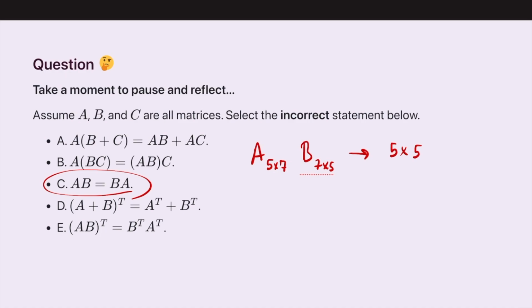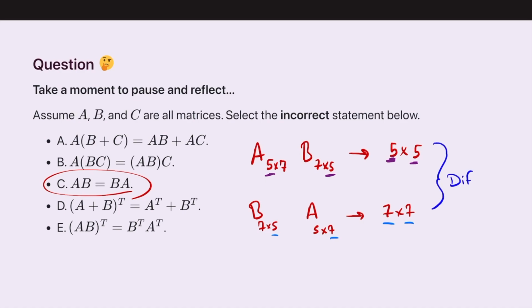Because we have the outer dimensions, and we can also construct the same thing where we have B times A. This would be a 7 by 5 and a 5 by 7. This would give us a 7 by 7, which would not, of course, be the same thing. So in the general sense, this would be an incorrect statement, C. Okay, so just to make it explicit, different dimensions.